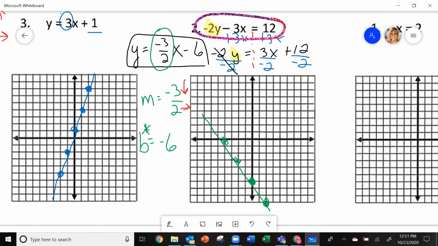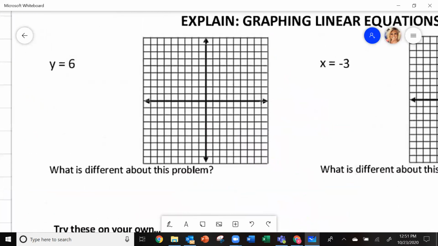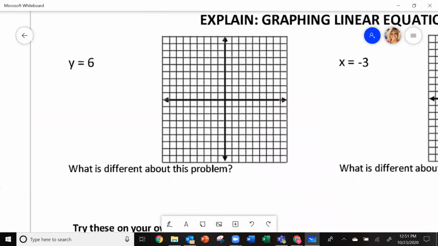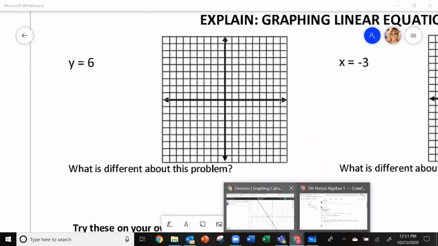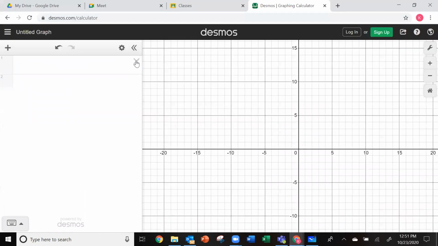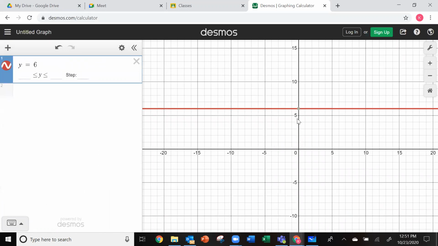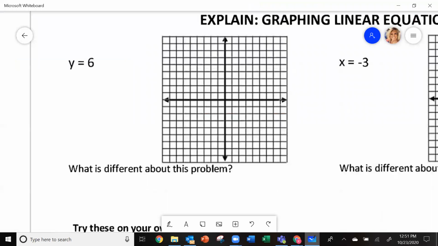Now, there are a couple of extra special situations. Look at this one where it says y = 6. Let's go on the calculator and look at that. Go in here and I'm going to type in y = 6. This is a horizontal line. Look, it goes straight across. It crosses at 0, 6. So when I go here, I'm going to go up to y = 6, 1, 2, 3, 4, 5, 6. And it's going to go straight across as a horizontal line.